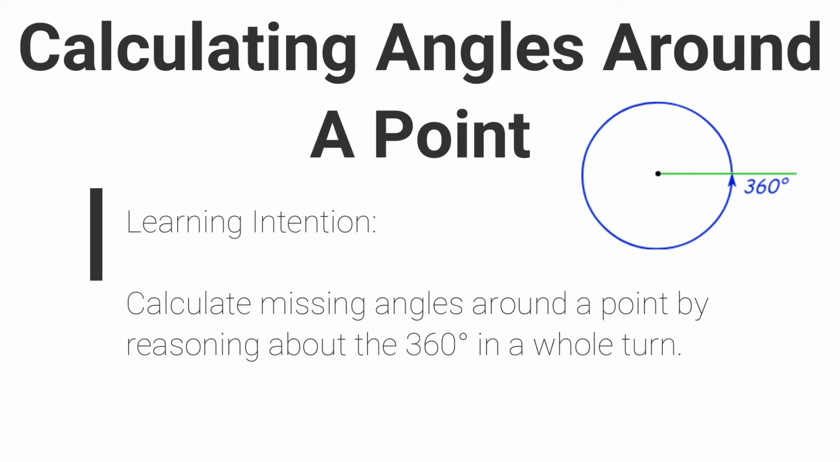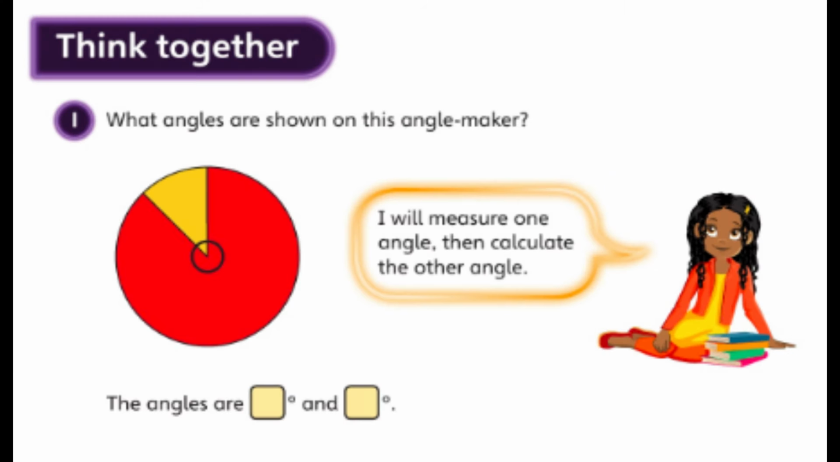Let's start by looking at an example of this. This example is taken from the Think Together portion of the textbook. Number 1, it says, what angles are shown on this angle maker? Notice that Flo has said, I will measure one angle, then calculate the other angle. I wonder why she said she's only going to measure one. Why not measure both? If she has a protractor, can't she measure both?